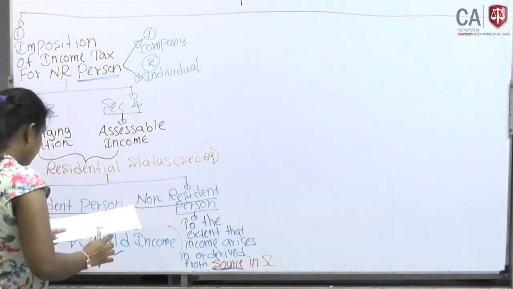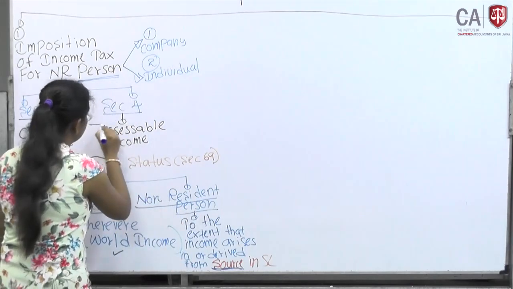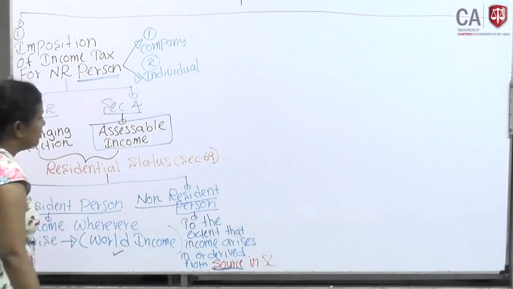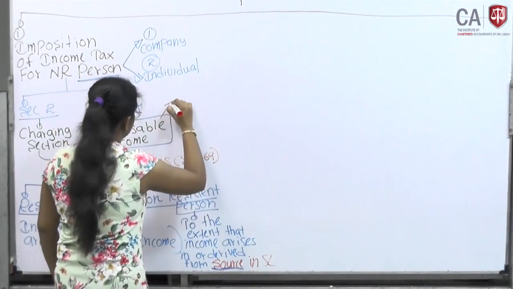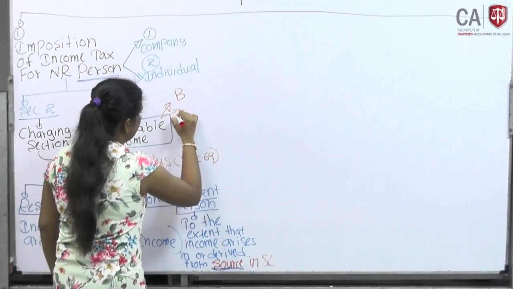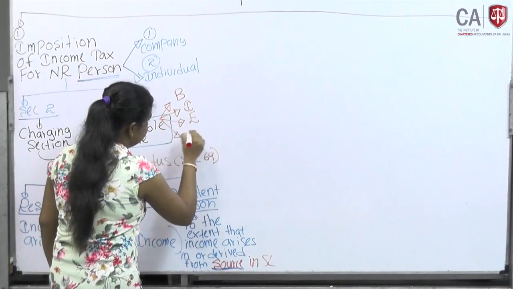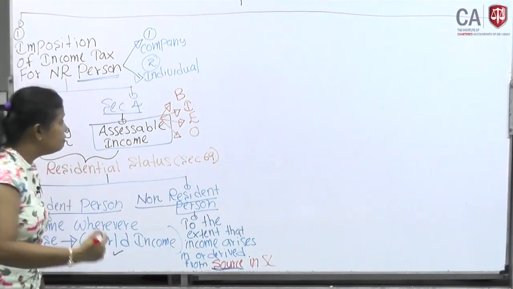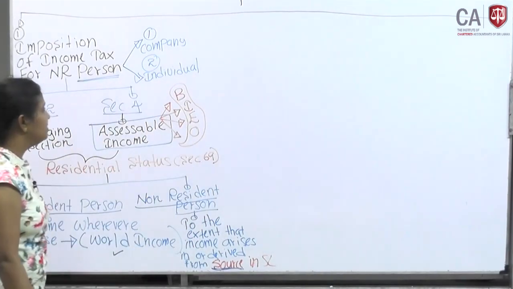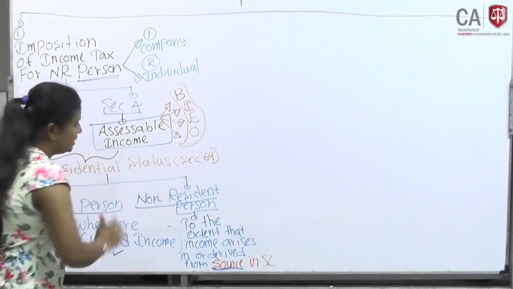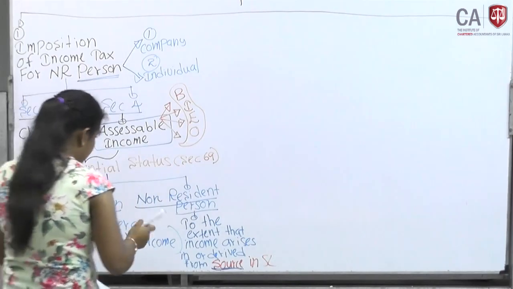Clear? Okay. Now when it comes to assessable income, all of you know the sources of assessable income: business, investment, employment and other. For both a resident person and a non-resident person, the same assessable income is applicable.